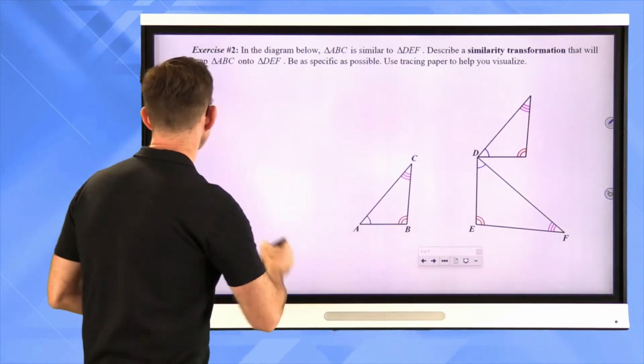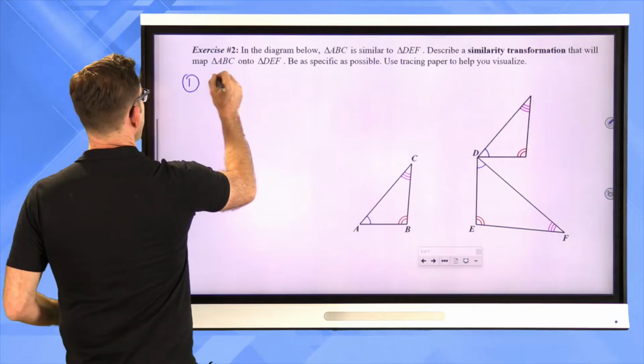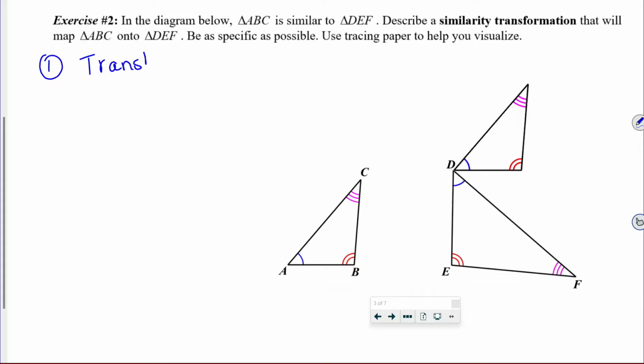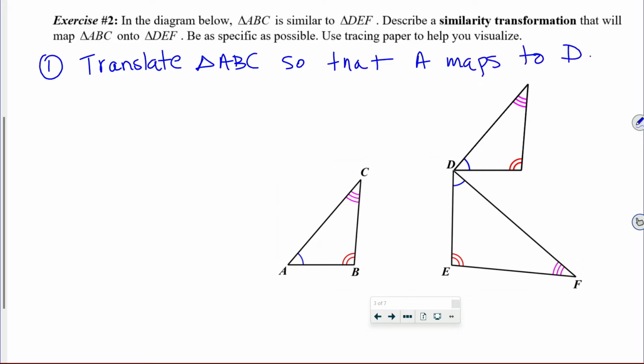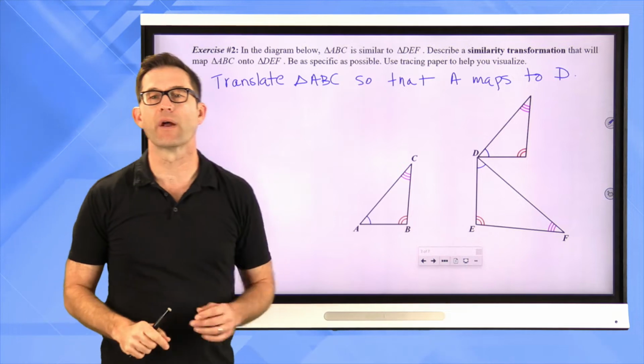So that's going to be my first thing. I'm going to translate triangle ABC so that A maps to D, right? And that's exactly what I did just right there.